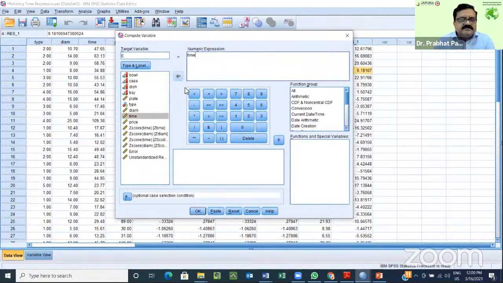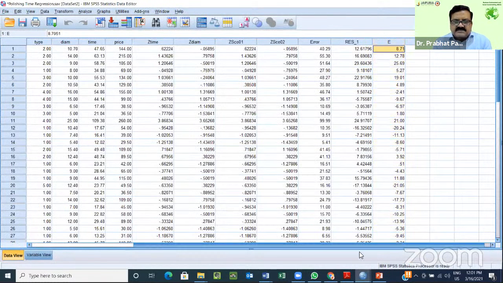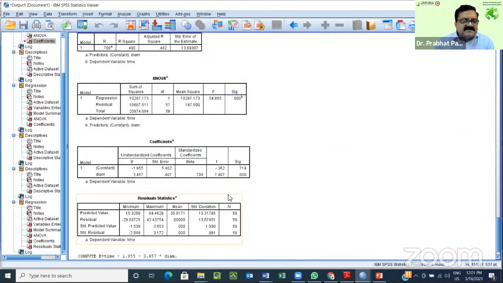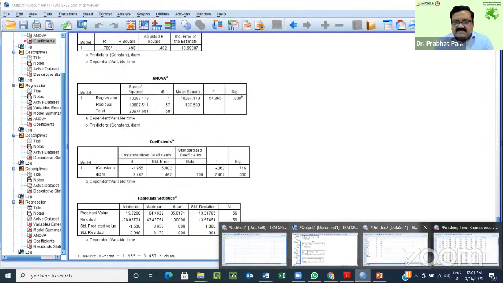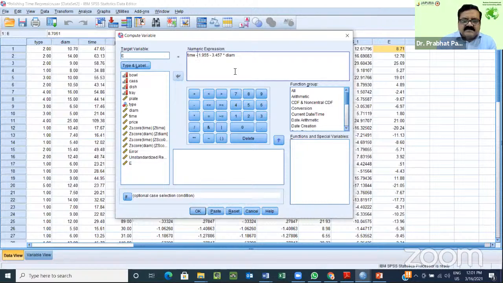So time minus 1.955, again minus 3.457. Then we say multiplied. Let me see if it works. It did. Oh, so there is some more mistake. I'll have to go back and check the equation. It will be plus, not minus. Oh, plus. Yeah, you're right, you got the right thing. It will be plus, not minus. So let me go to it. This will be plus. This argument is going to be plus.